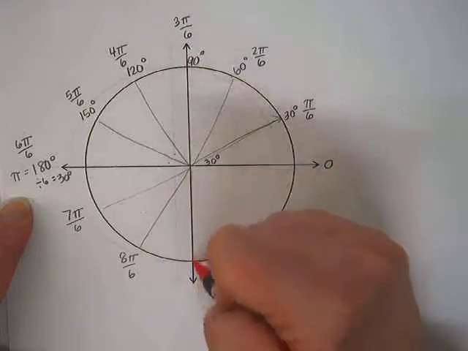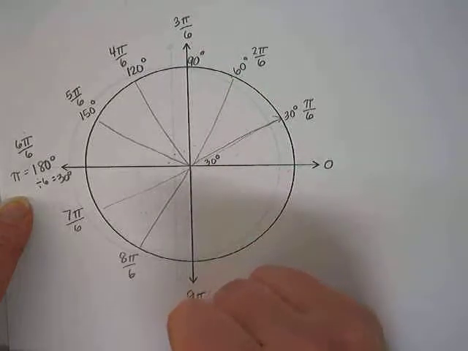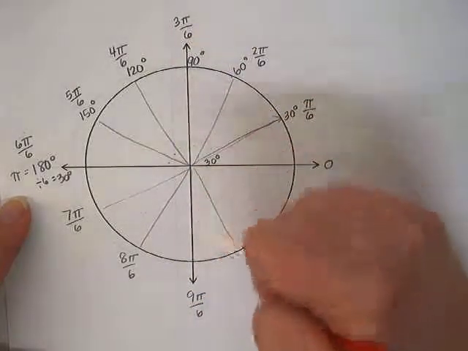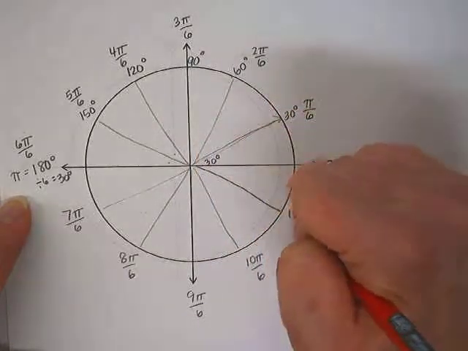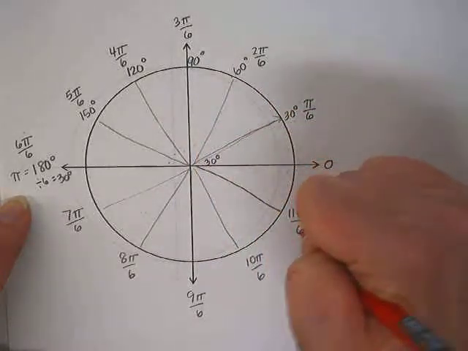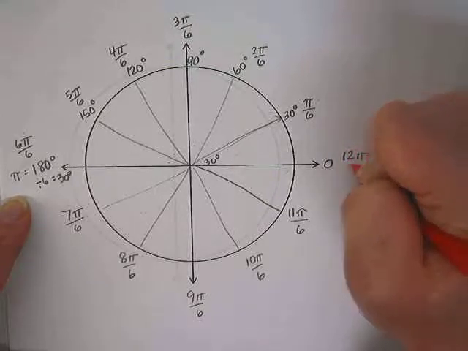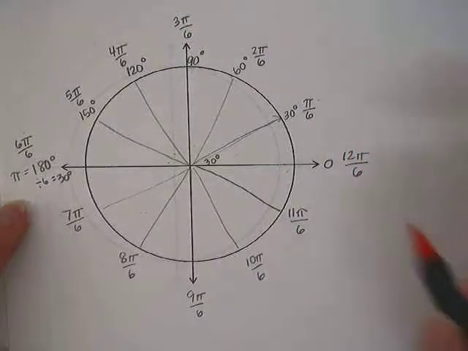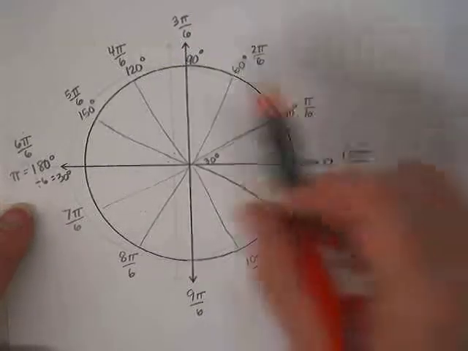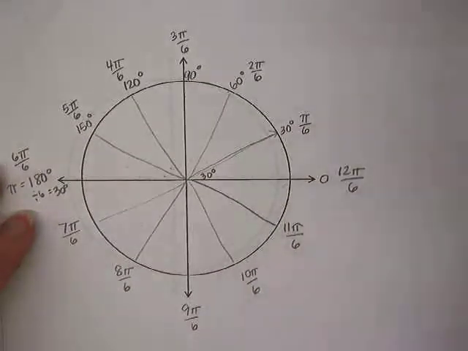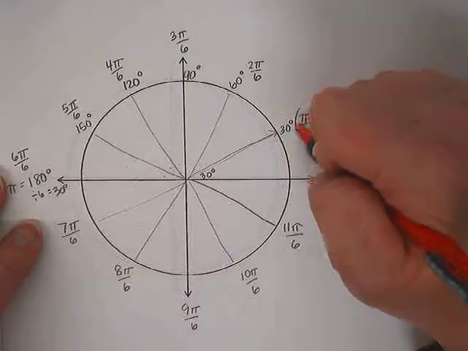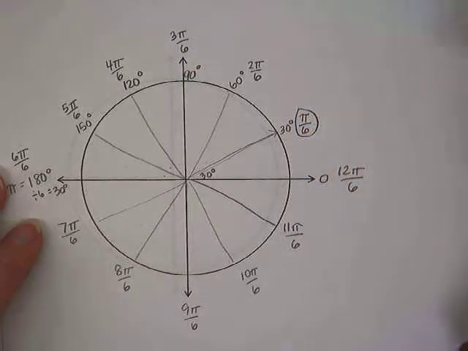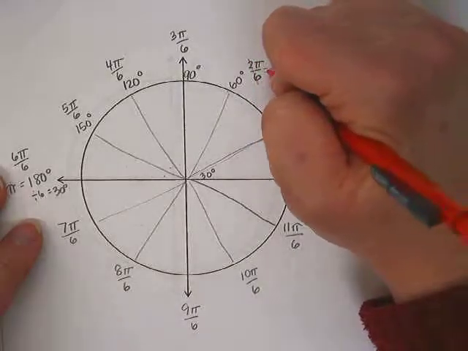So if we do another group of 30, or another 30 past there, it would be 7 pi over 6. Past that, we have 8 pi over 6. Past that, we have 9 pi over 6. Then 10 pi over 6. And last, well, not quite last, 11 pi over 6, and then on to 12 pi over 6 all around the circle, when we've taken that 2 pi and broken it into 30-degree increments.